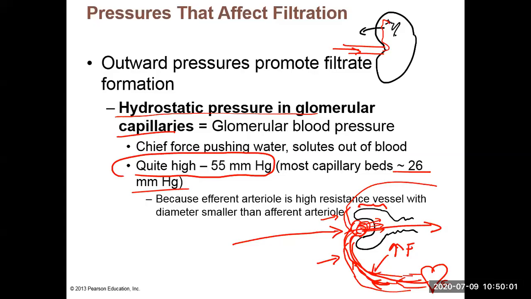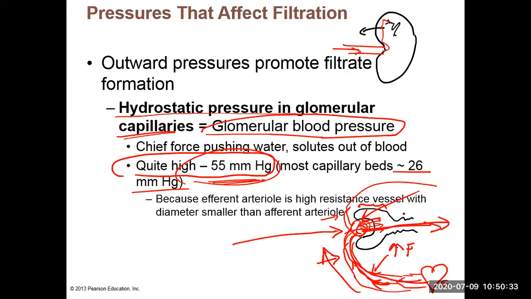So that's a primary force. 55 millimeters Hg is this primary force coming in. Another way of saying hydrostatic pressure in the capillaries is glomerular blood pressure. So this is the blood pressure. If you could put a pressure gauge right over here, it would read around 55 millimeters Hg. So that's one of the forces in play, the primary force causing this filtrate to keep going.